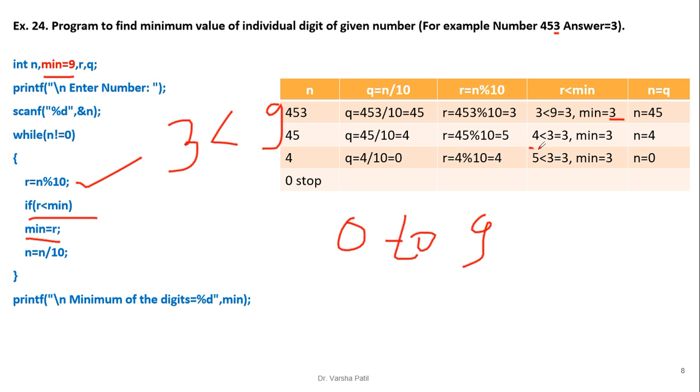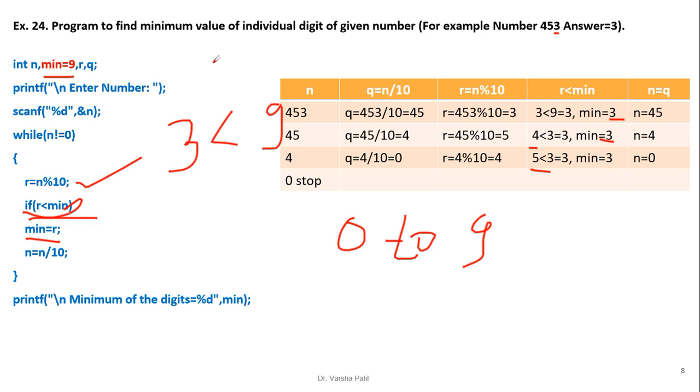Next digit separated will be 4. 4 less than 3, no, so minimum will not change. Next 5 will come. 5 less than 3, no, so this condition is not satisfied, therefore this statement will not execute and minimum will return as 3. So this is the only change.